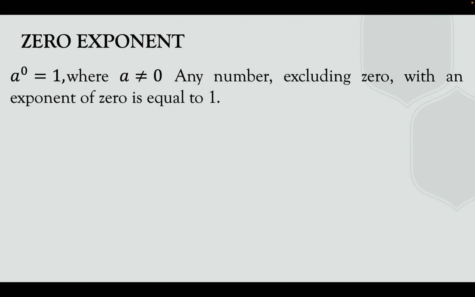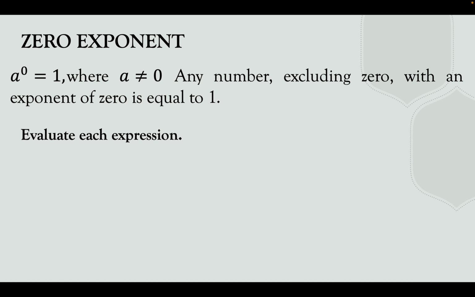Now let's proceed to zero exponent. In zero exponent, if you have any variable raised to 0, that means your answer is always equal to 1, where a must not equal 0. Any number excluding 0 with an exponent of 0 is equal to 1. Even if you raise 1 million to 0, it will result in 1. Again, any number or any variable raised to 0, the result is 1.